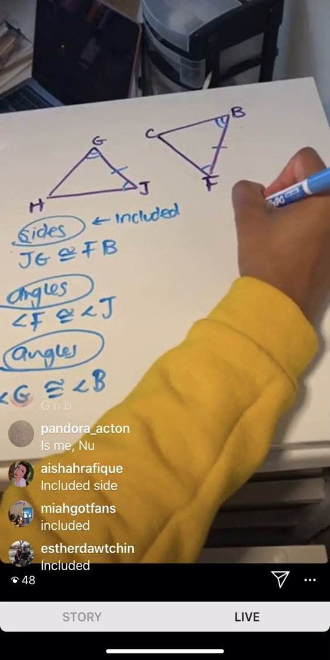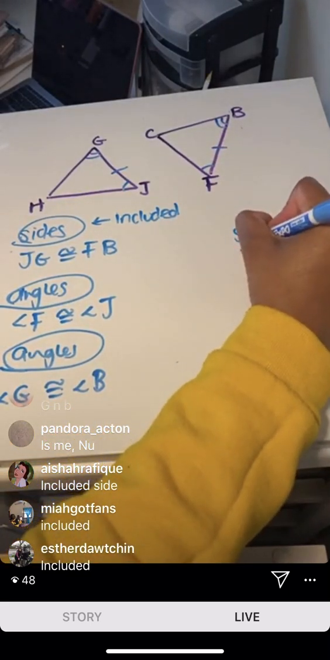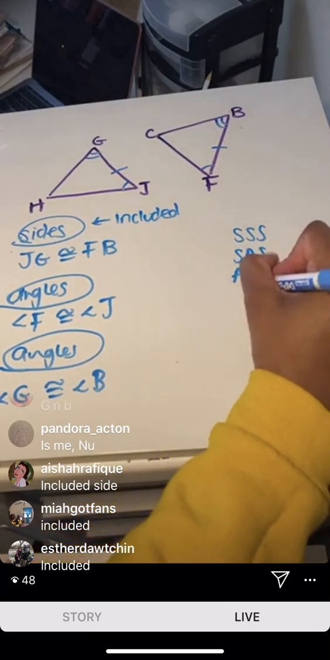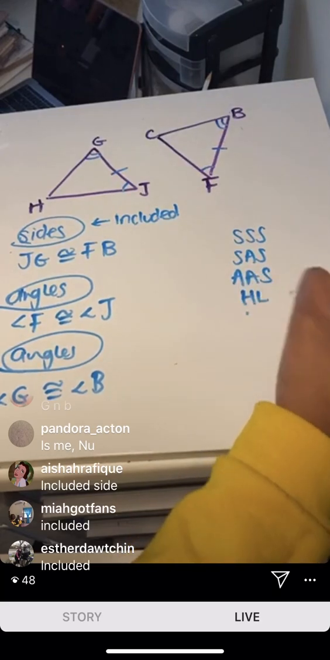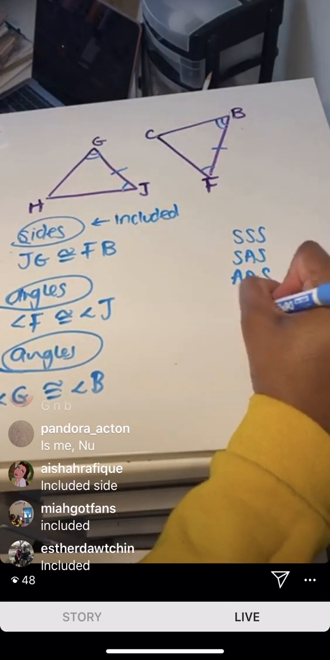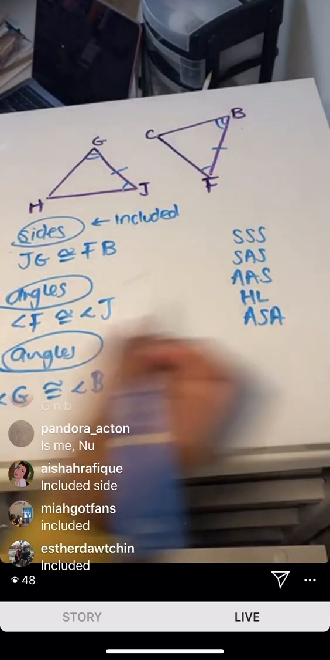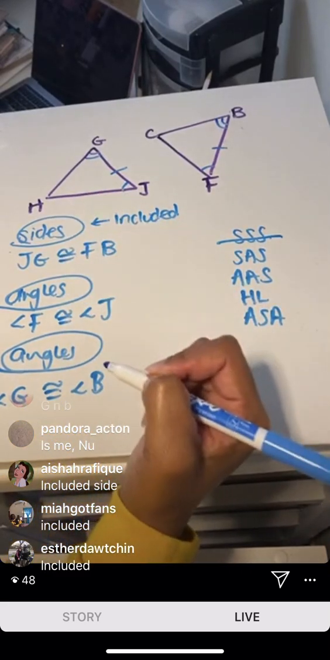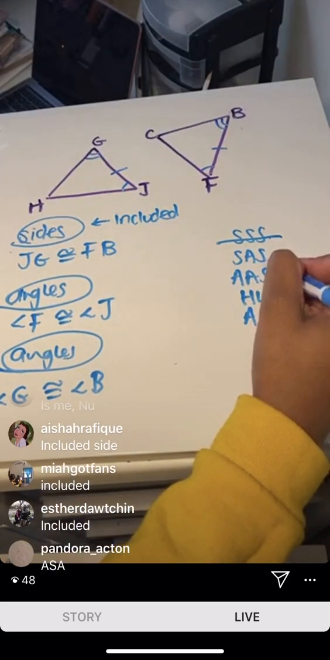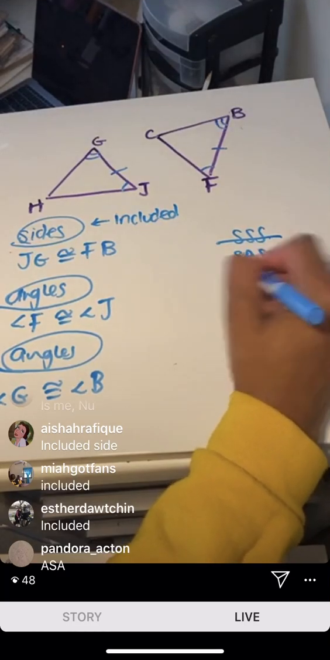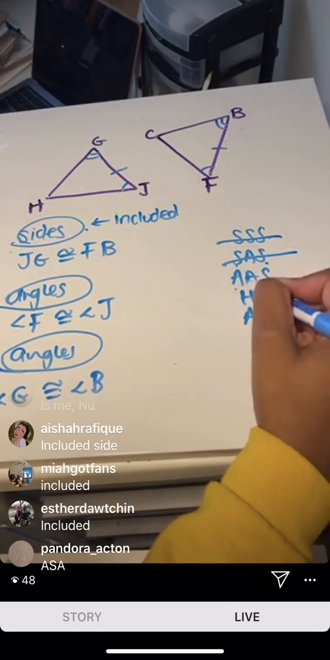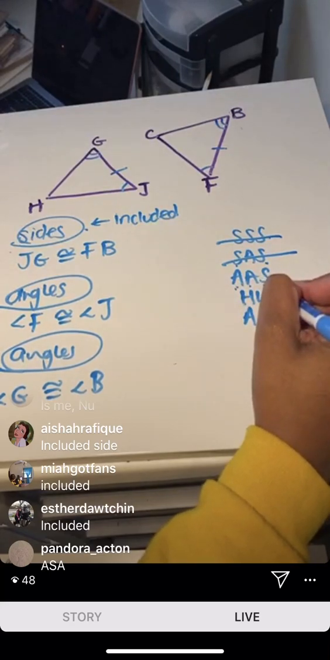So again, let's list out our 5 properties. Side, side, side. Side, angle, side. Angle, angle, side. Hypotenuse, leg. Or angle, side, angle. So let's go down the list. 3 sides. No, we don't have 3 pairs of sides. We got sides and 2 angles. Side, angle, side. We can't use that because those have 2 sides in it. And we don't have 2 sides. We only have 1 pair of sides. Angle, angle, side. Okay. This could work, but can somebody tell me why this wouldn't work?